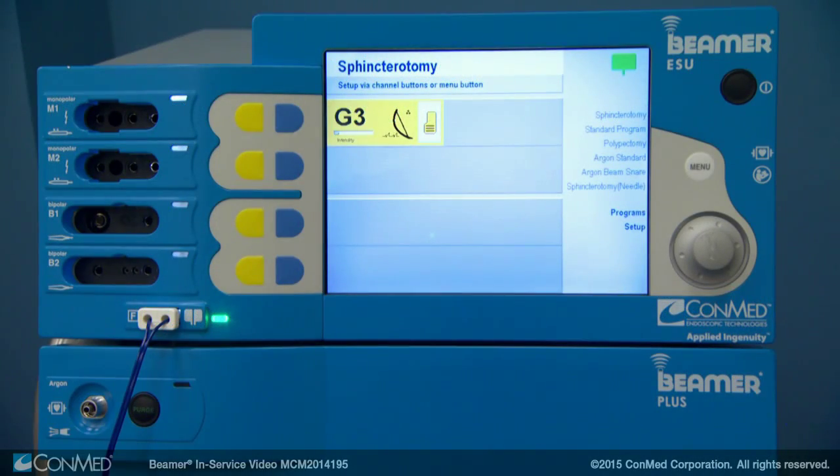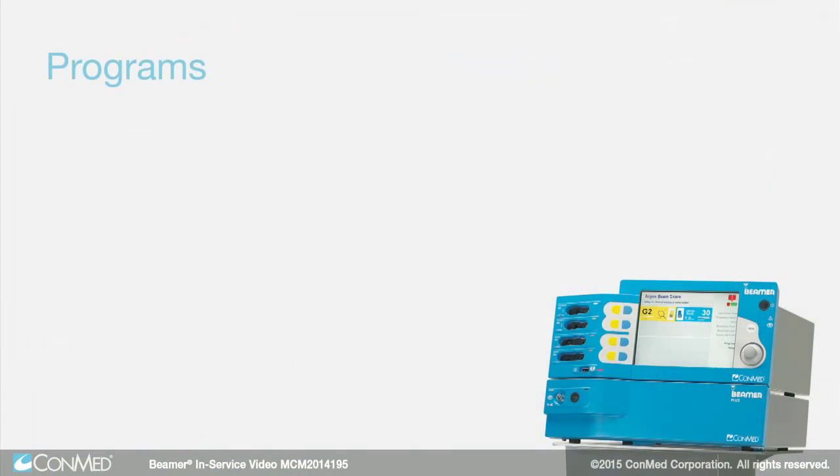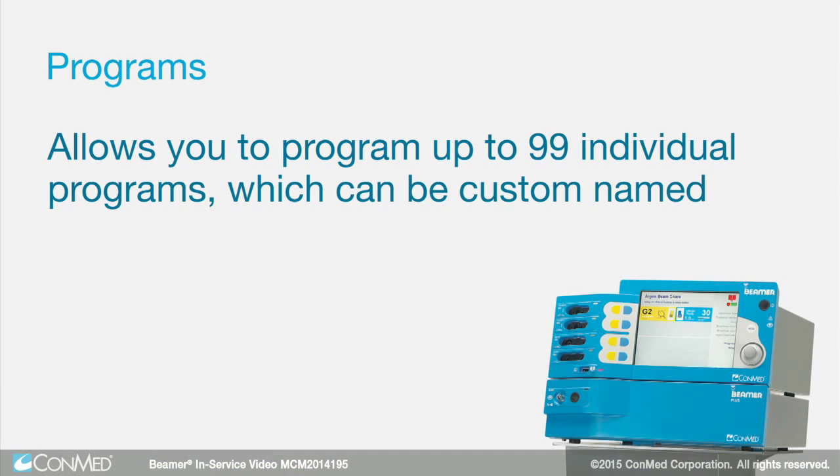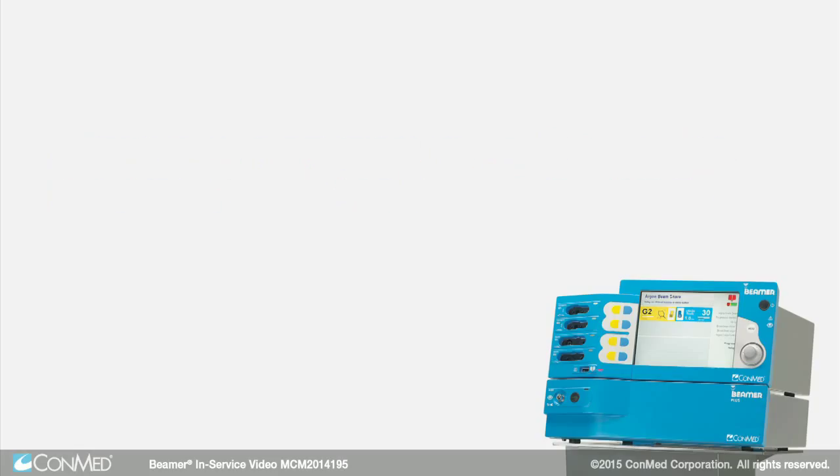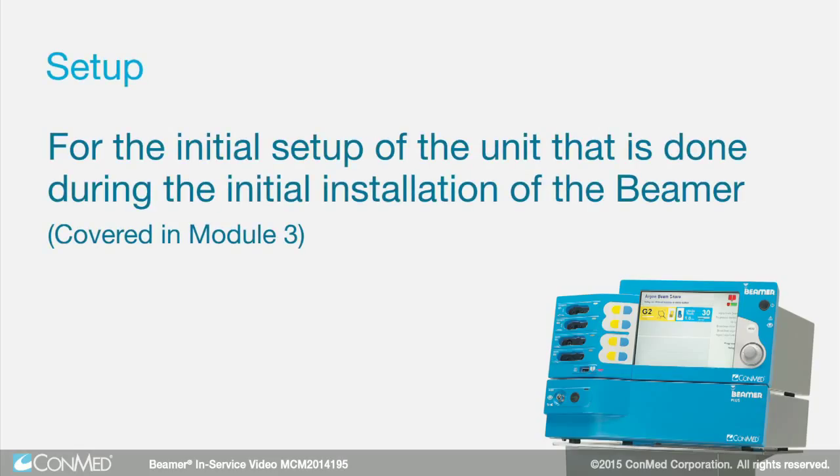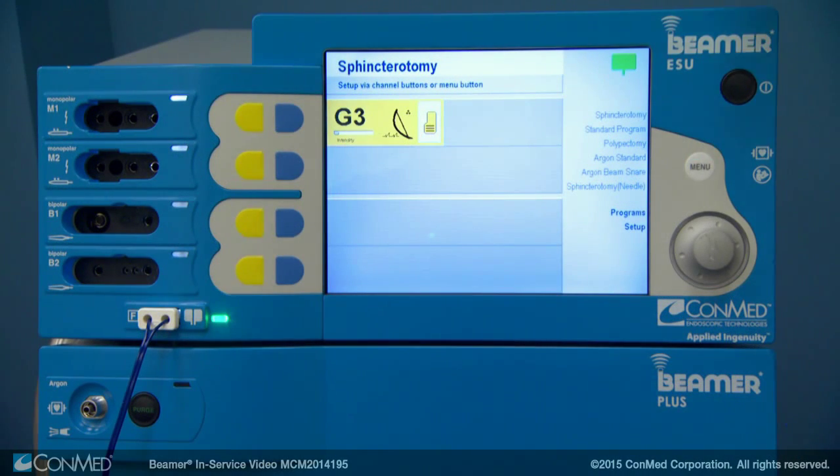Below the list of programs are 2 other selections, Programs and Setup. The program selection allows you to program up to 99 individual programs, which can be procedure-specific or physician-specific and can be custom named. The setup selection is for the initial setup of the unit that is done during the initial installation of the Beamer. The unit is laid out in a simple and intuitive horizontal fashion.